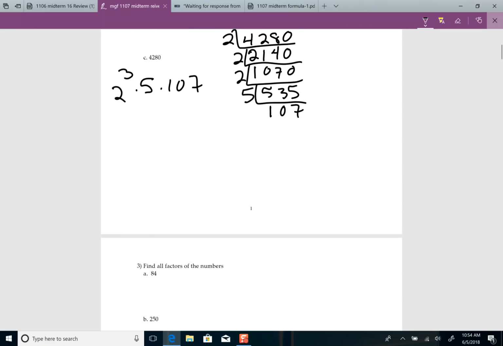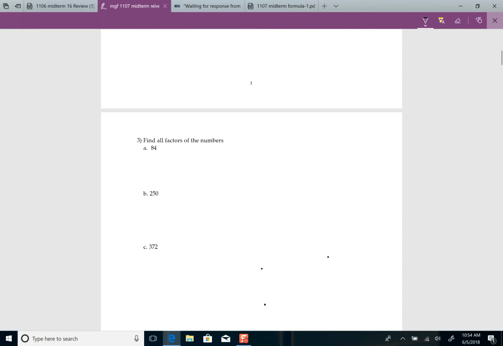All right, so let's move on up. And hopefully you see this is the same review. I just gave myself more space, so I had some space to write out stuff for you. All right, now I have to do all factors of these three numbers. So I have 84, 250, and 372.